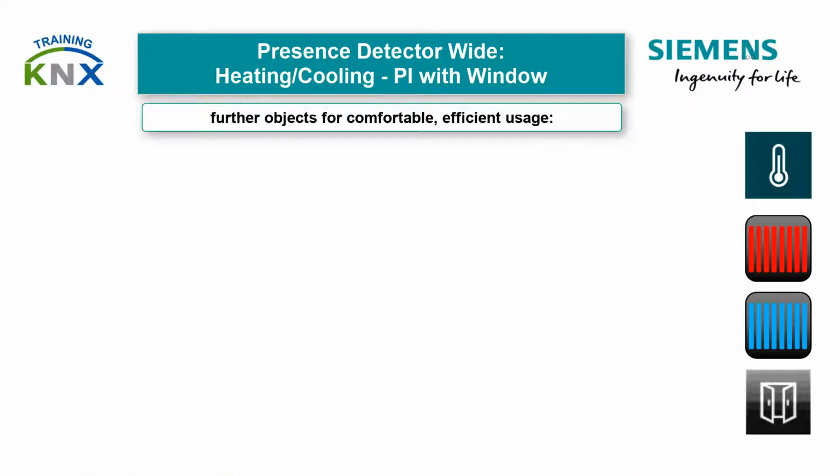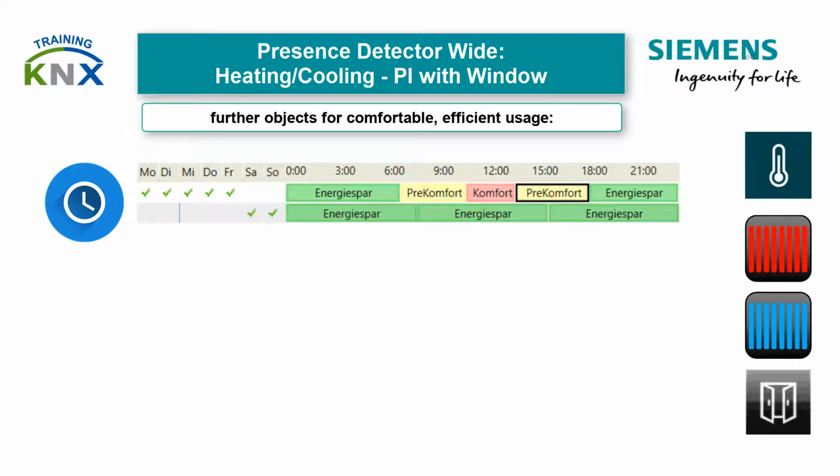Now to the further objects and group addresses, which make the temperature control comfortable and efficient. In our application example, it makes sense to set up a setpoint profile controlled by a timer. For this purpose, the room operation mode, automatic mode, is required.